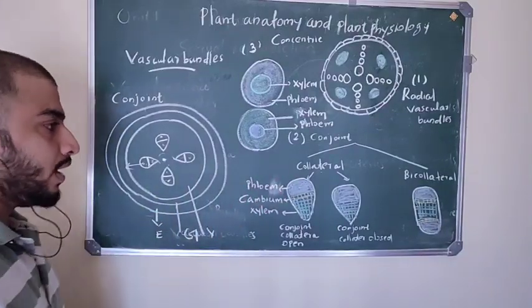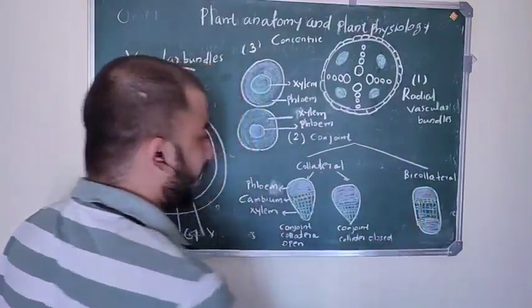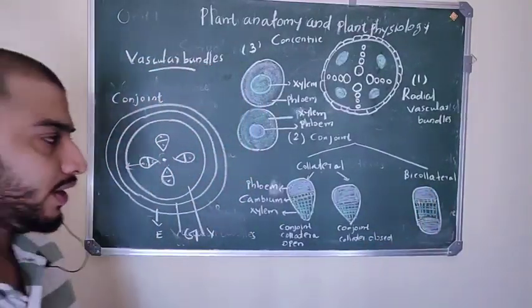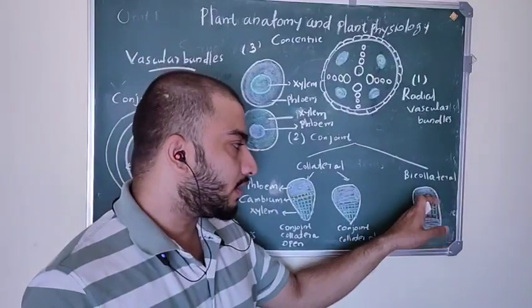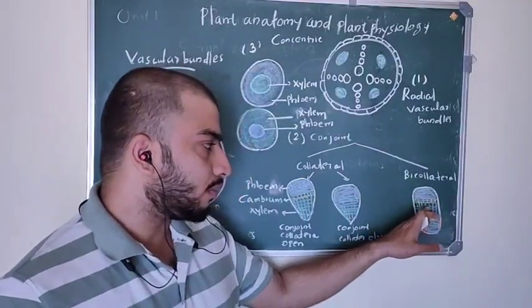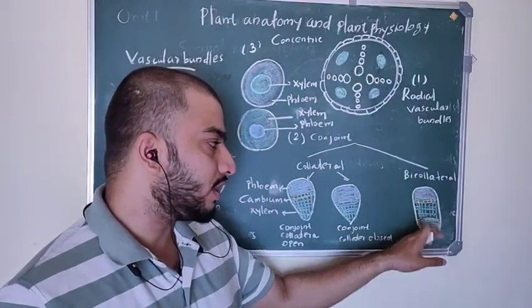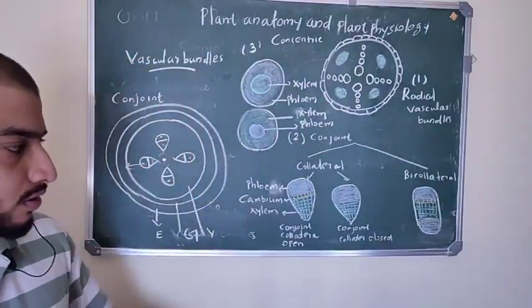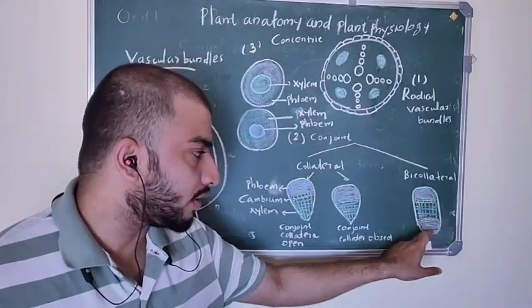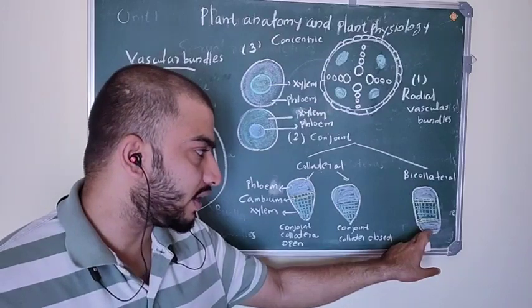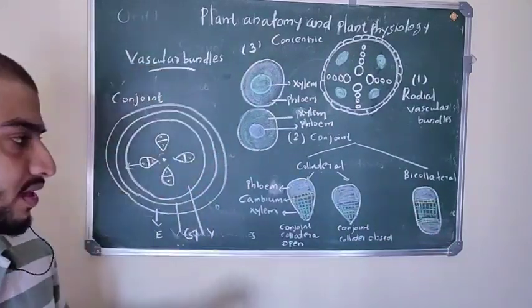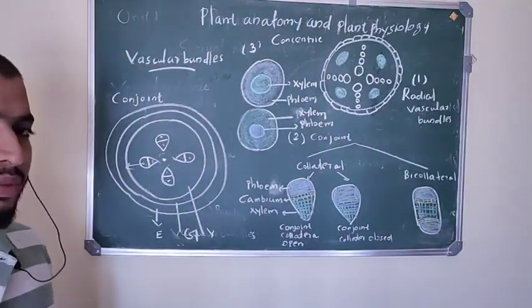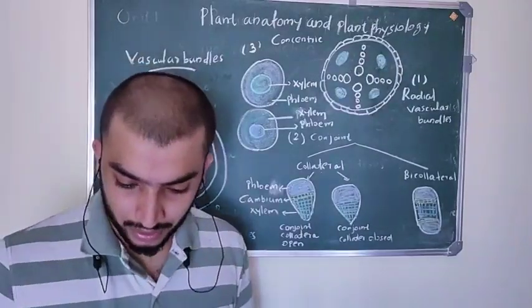And another one is bicollateral. In the bicollateral vascular bundle, on both sides of the xylem tissue, you can see phloem tissues. This is phloem tissue, and another one is also phloem tissue. So the phloem tissues are present on the inner side and the periphery side of the vascular bundle.